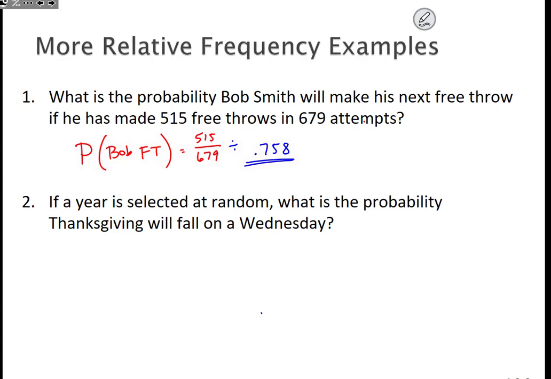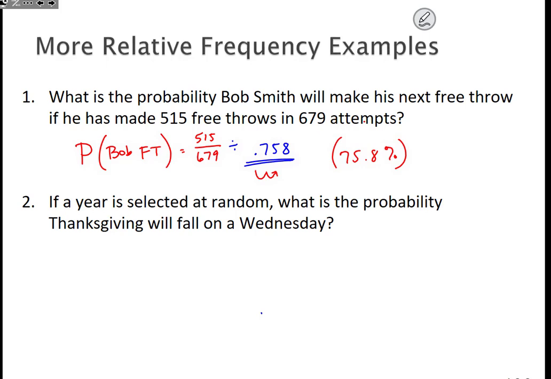Now, while that would be the answer you would type into the computer, always take a second and remember you could write this as a percent. If you move the decimal 2 places, we end up with 75.8%, and that gives you a better picture of whether you want Bob on your team. He's a pretty good free throw shooter, and so that almost 76% of the time success may be something that you want.